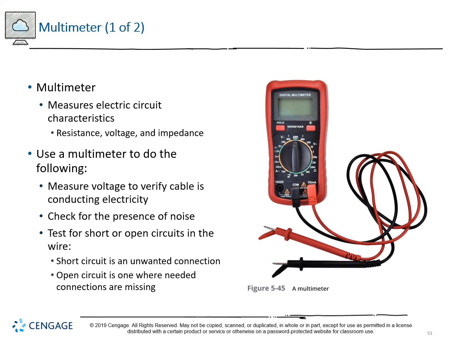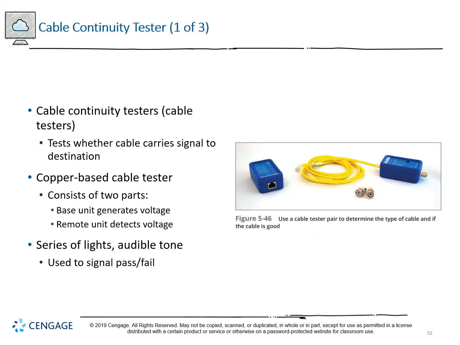A multimeter is going to give us a little bit more of a characteristic approach of the electronic circuit that we're looking at. We can look at things like resistance, voltage, or impedance, especially if you're working on things like speakers. So a multimeter can measure voltage to make sure everything is conducting correctly. It can check for the presence of noise. It can check for shorts.